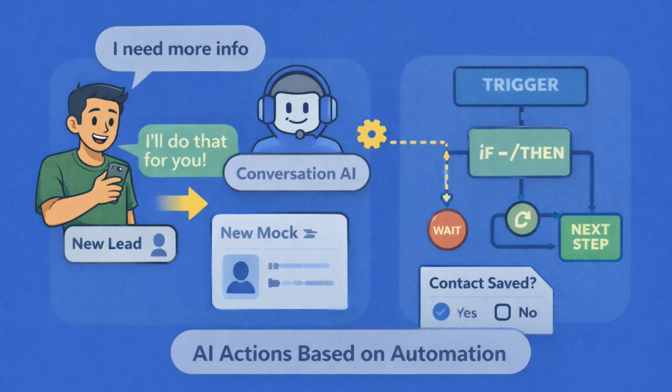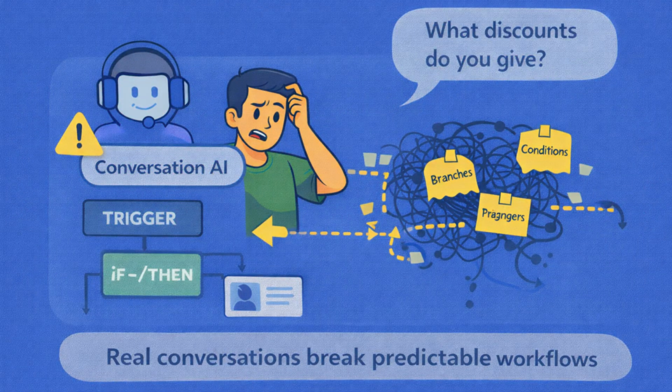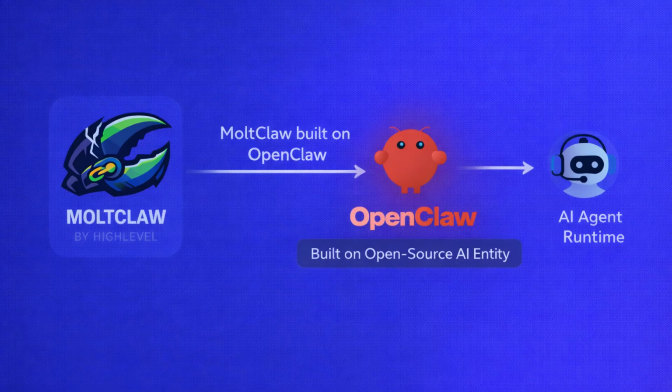And every agency owner knows this problem. Let's say you built a workflow and you think you covered every scenario, and then a lead calls you or sends you a text message and says something slightly different, and the whole thing breaks. You go back and add more branches and more conditions and it becomes a never-ending process, because real conversation is not predictable. This is why predictable workflows fail, and we need a system where the AI solves the problem based on the unpredictability. This is where MoltClaw comes in and solves the problem.